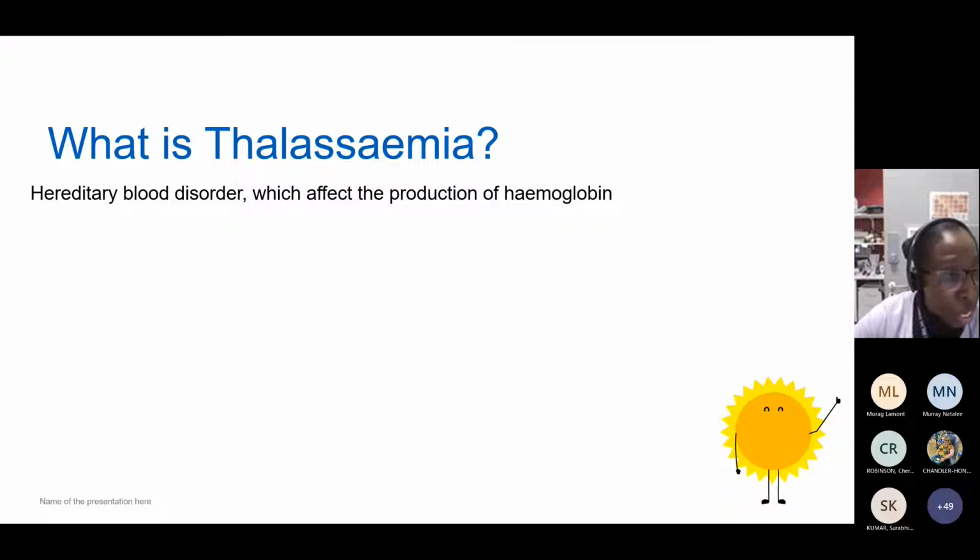So what is thalassemia? It's a hereditary blood disorder which affects the production of hemoglobin.